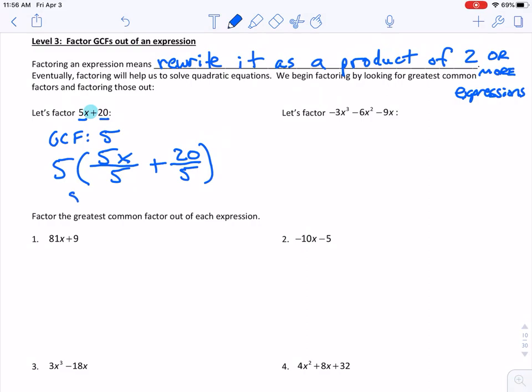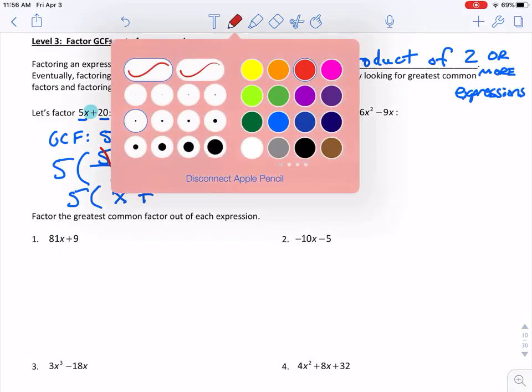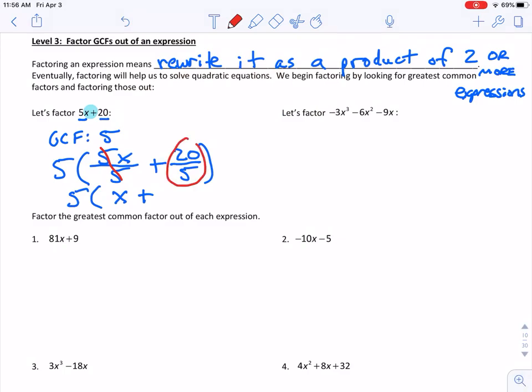Okay, and so now what that does, if you simplify, so now what we can do is cancel the 5's, and that's going to give us just a 1x, and then 20 divided by 5. So what's 20 divided by 5? That's just going to be 4. And there we are. Okay, so that's kind of one way to think about it.